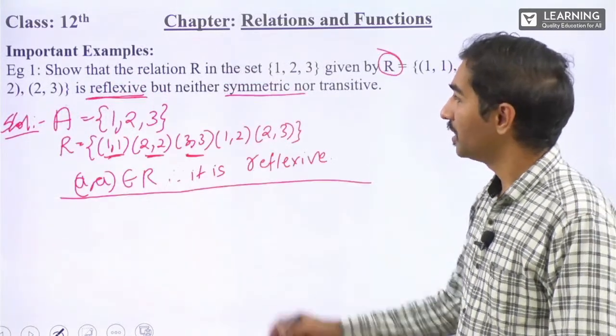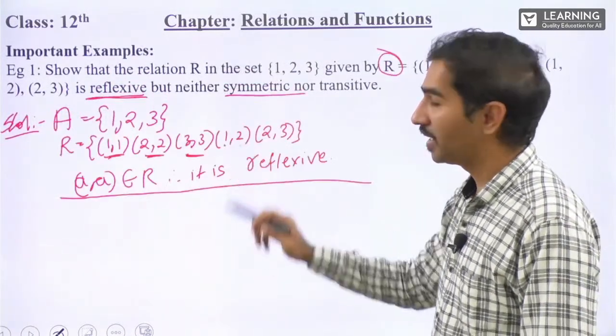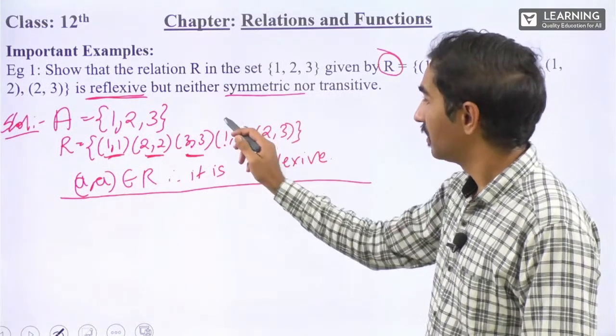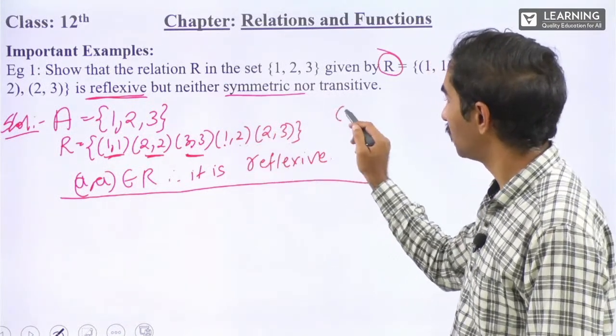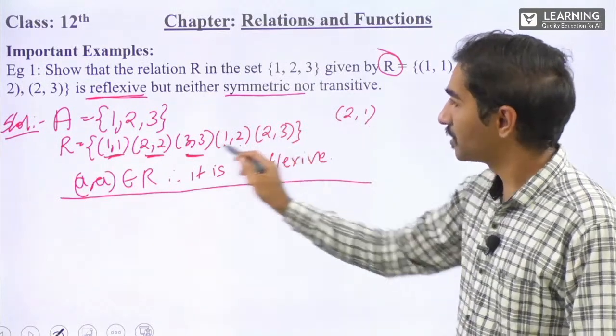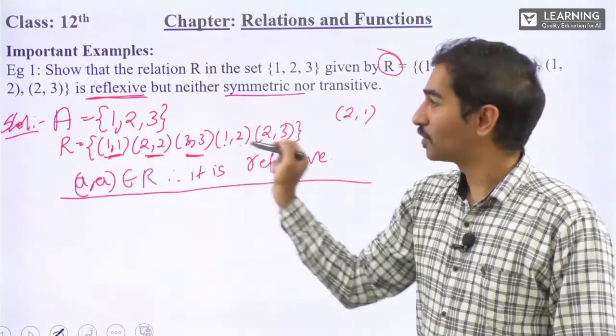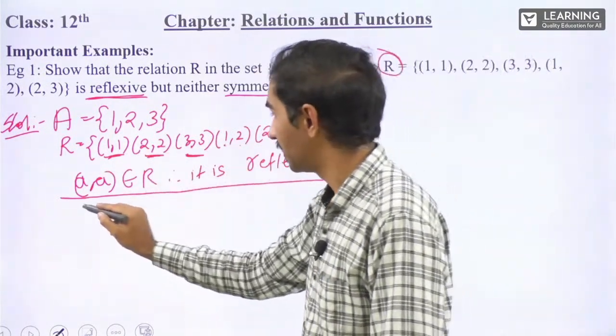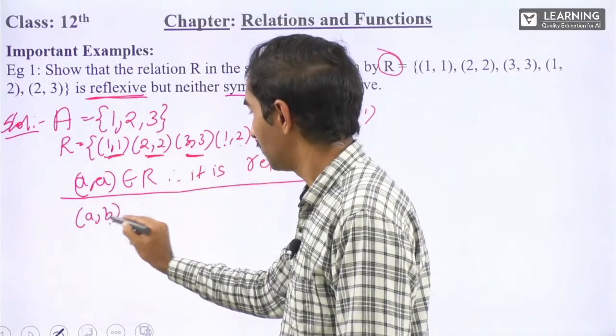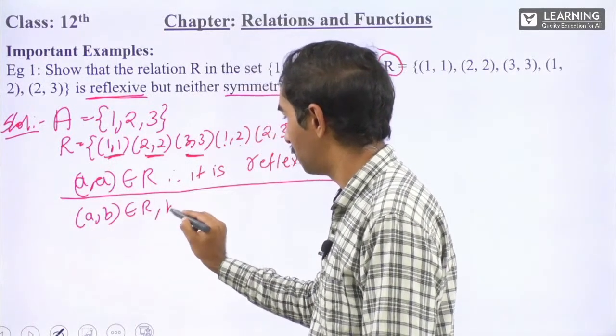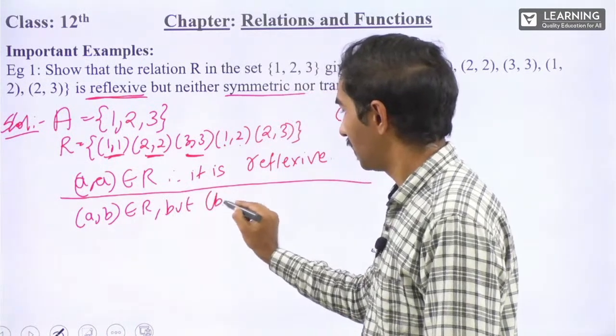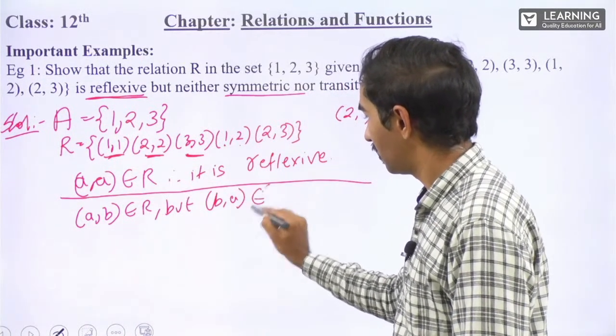Symmetric. So here if you take 1 comma 2, we have it, correct? That is (A, B). Where is (B, A)? (B, A) is nothing but (2, 1). So (2, 1) is not defined in this relation. So therefore it is what? Here we can write (A, B) belongs to R, but (B, A) does not belong to R.